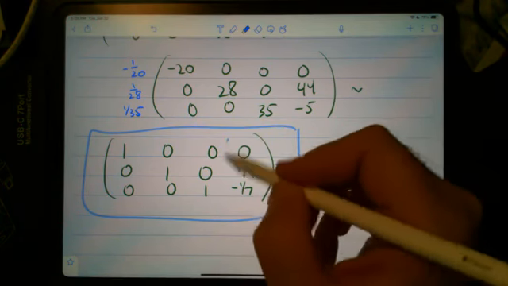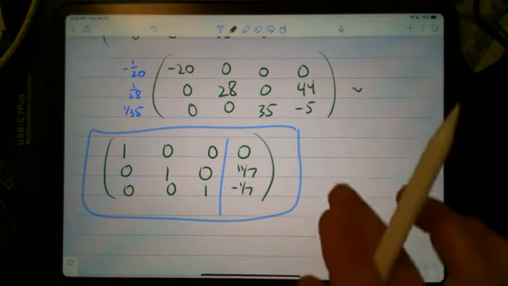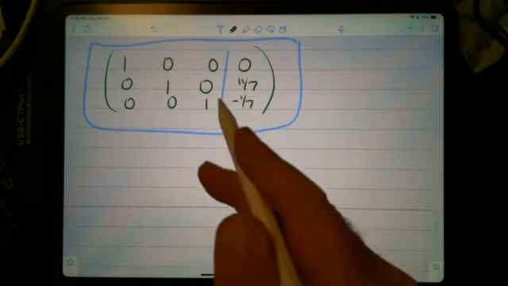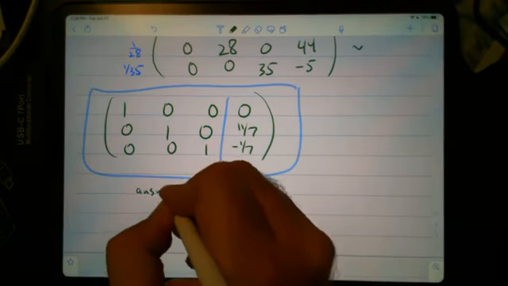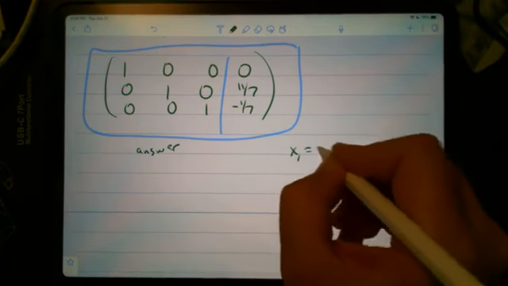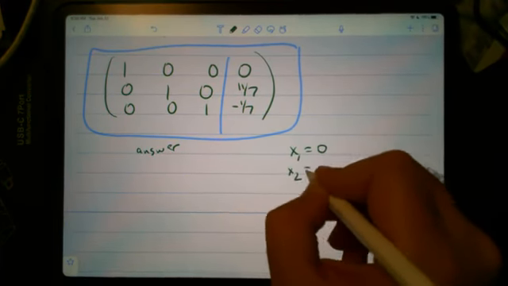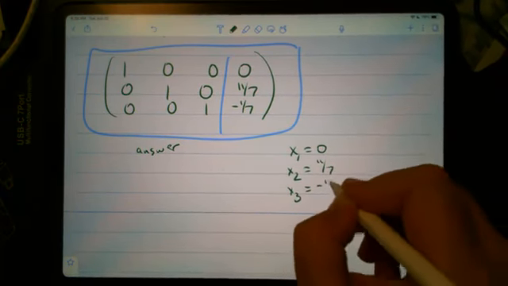This is an augmented matrix. Another way to see this answers the question. Another way to see this says that x1 is 0, x2 is 11 over 7, and x3 is -1 over 7.